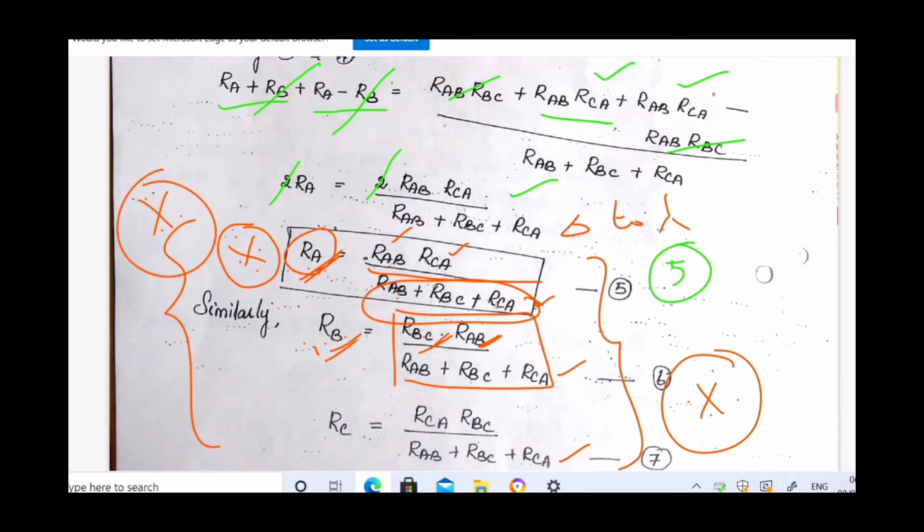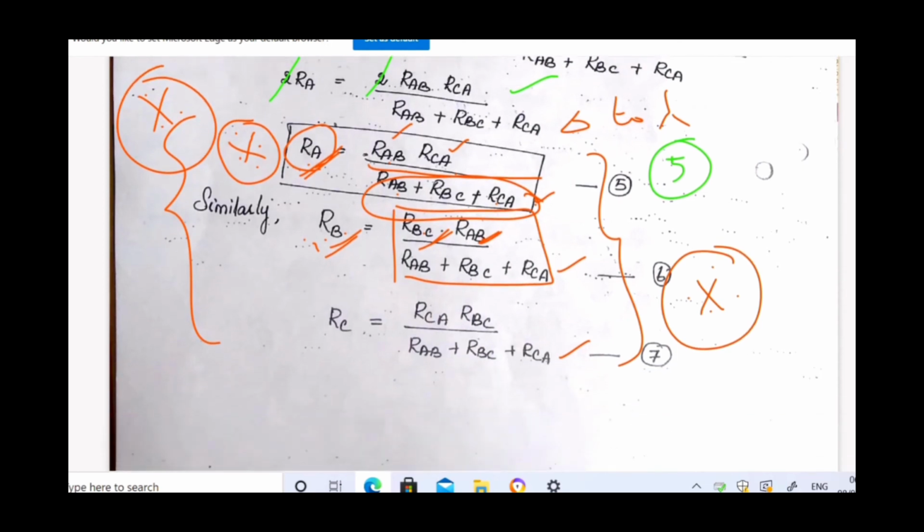If you can understand this formula, it is very very easier for you to get into the problem side. This is what the delta to star transformation is. In the next video we will see the star to delta transformation.